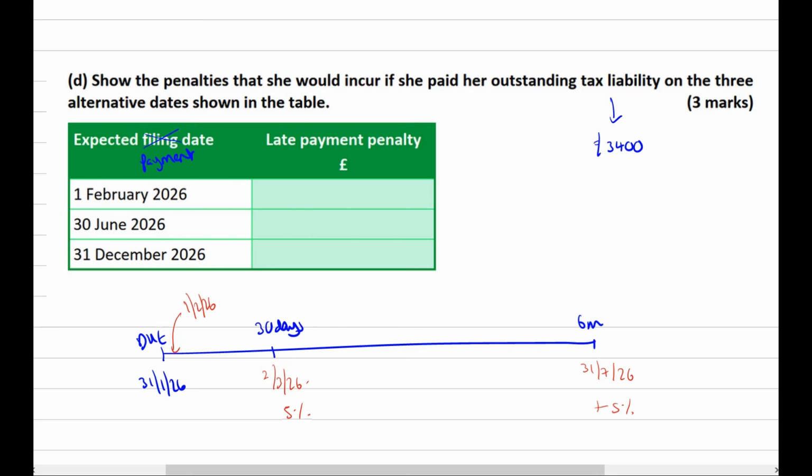So nothing. It's actually in that little grace period, if you like. You've got a 30-day grace period where there is no penalty for paying late. So as long as you get your payment in within 30 days of when it's due, they won't charge anything. So I can give that one a 0. But the next one is in June. If she only pays in June, she then actually falls into this period here where there is now penalties, 5% of the tax that's due. So 5% of the £3,400, £170.